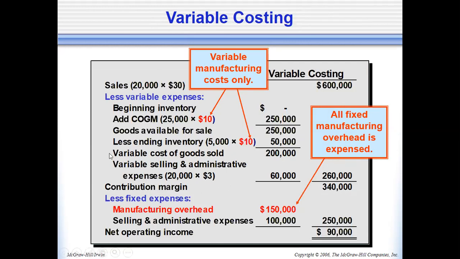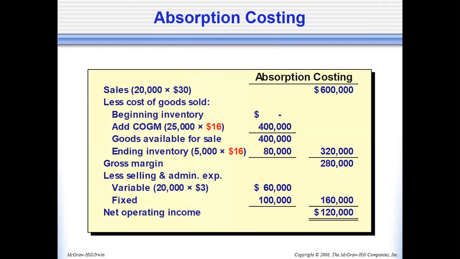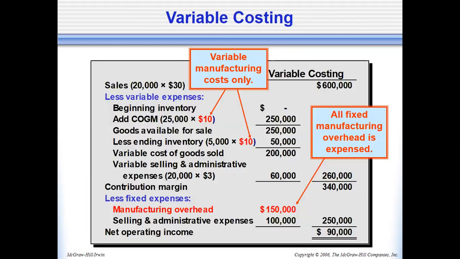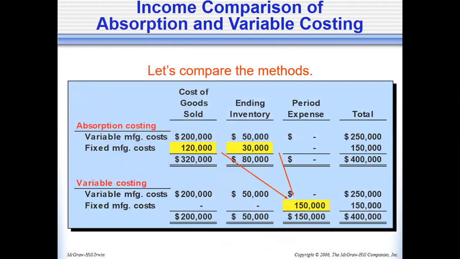If we deduct the fixed expenses, in which the manufacturing overhead as a total would be expensed, and the fixed selling and administrative expenses, the remaining will be the profit. So we have here the net operating income at 90,000. So let's go back. Under absorption, we have 120,000, and for variable costing, 90,000. The difference is because of the treatment of the fixed manufacturing costs.